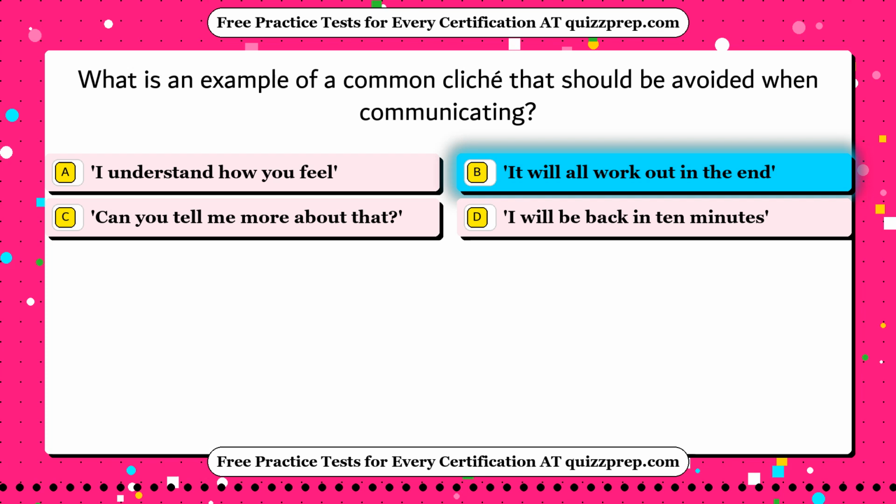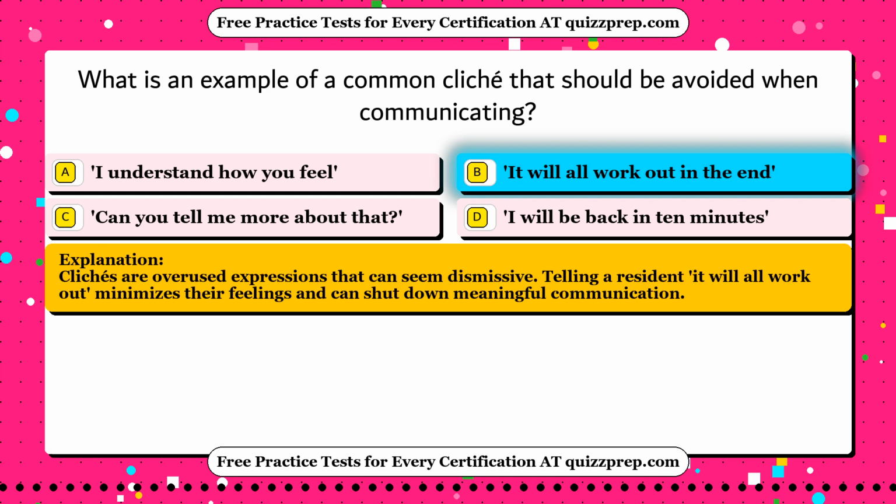The correct answer is option B, it will all work out in the end. Clichés are overused expressions that can seem dismissive. Telling a resident, it will all work out, minimizes their feelings and can shut down meaningful communication.